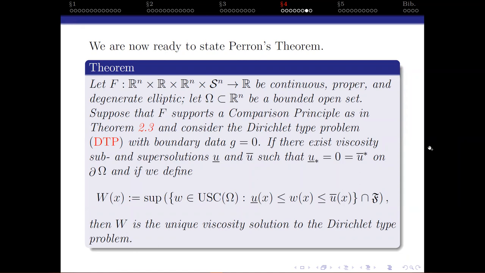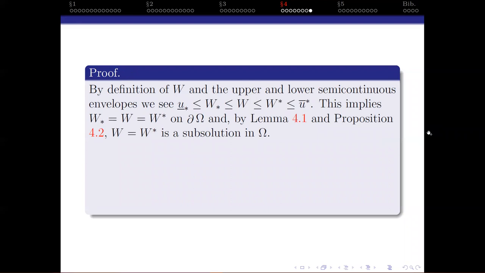There's a lot on here, but the proof, it turns out, is actually quite straightforward once we have the two lemmas and the proposition. So the proof. Well, the first part of the proof is really easy. Because of the definitions of what we're working with here, it's really simple to see that the lower semi-continuous envelope of U under bar is going to be less than or equal to the lower semi-continuous envelope of W.